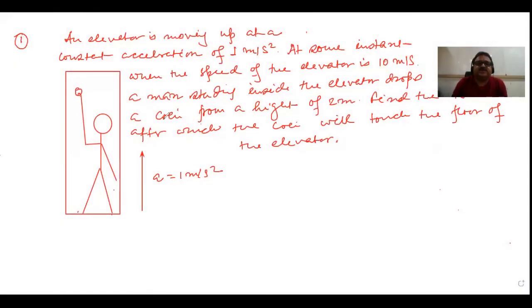A fantastic problem is given here. An elevator is moving up at a constant acceleration of 1 meter per second square. At some instant, when the speed of the elevator is 10 meter per second, a man standing inside the elevator drops a coin from a height of 2 meters. Find the time after which the coin will touch the floor of the elevator.